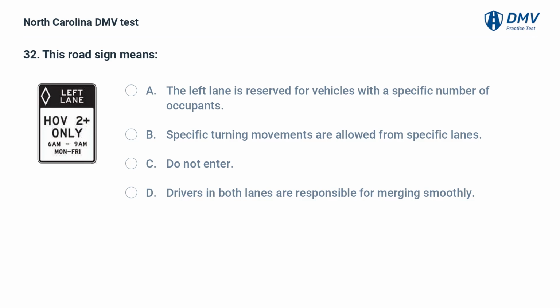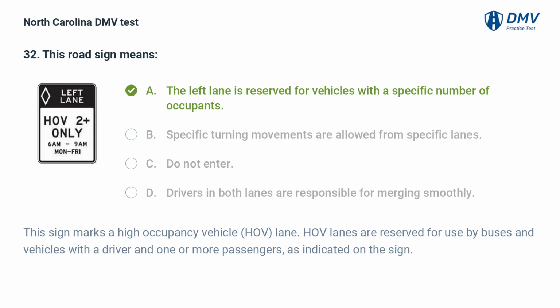This road sign means A. The left lane is reserved for vehicles with a specific number of occupants. B. Specific turning movements are allowed from specific lanes. C. Do not enter. D. Drivers in both lanes are responsible for merging smoothly. A. The left lane is reserved for vehicles with a specific number of occupants. This sign marks a high occupancy vehicle (HOV) lane. HOV lanes are reserved for use by buses and vehicles with a driver and one or more passengers, as indicated on the sign.